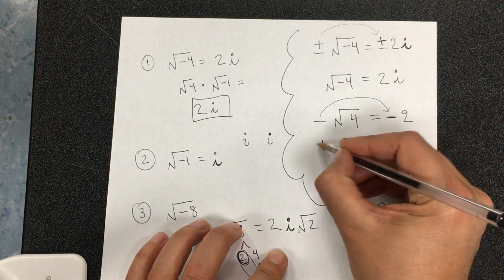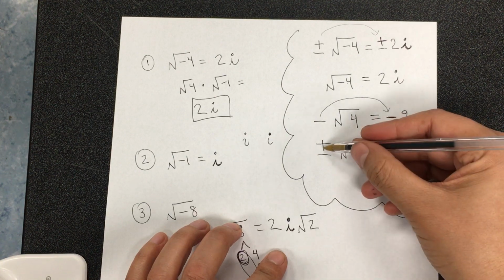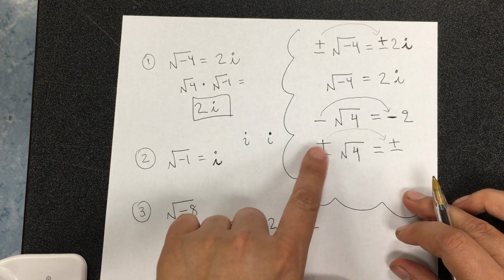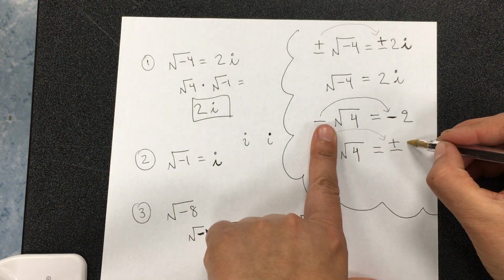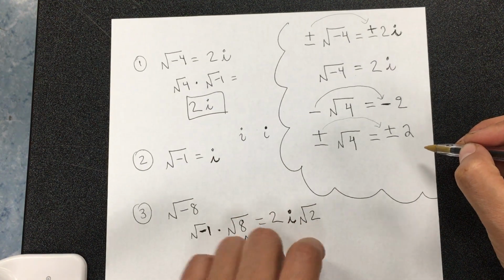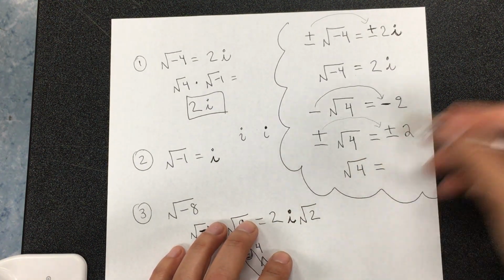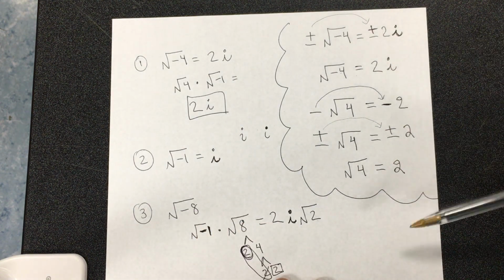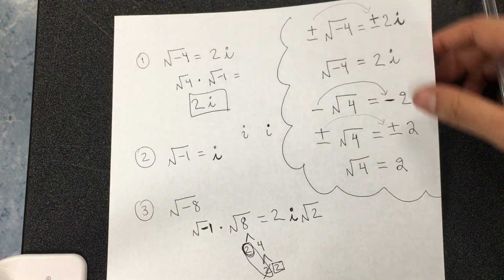What if I have plus minus the square root of 4? Well, this is outside, so you're just going to bring it over. And remember, those come from equations. And then the square root of 4 is just 2. And finally, the simplest of them all, the square root of 4 is 2. Okay, so if you get confused with the signs, it's good to review this part.